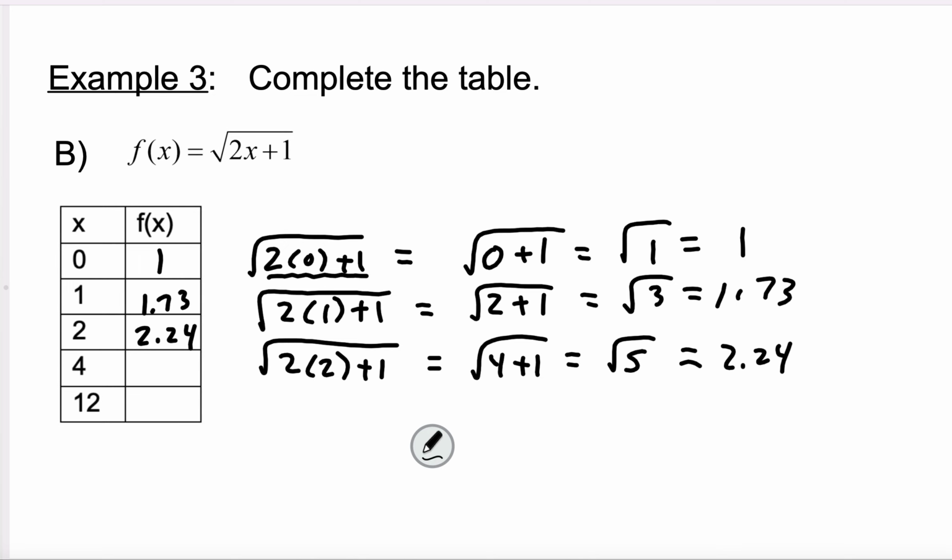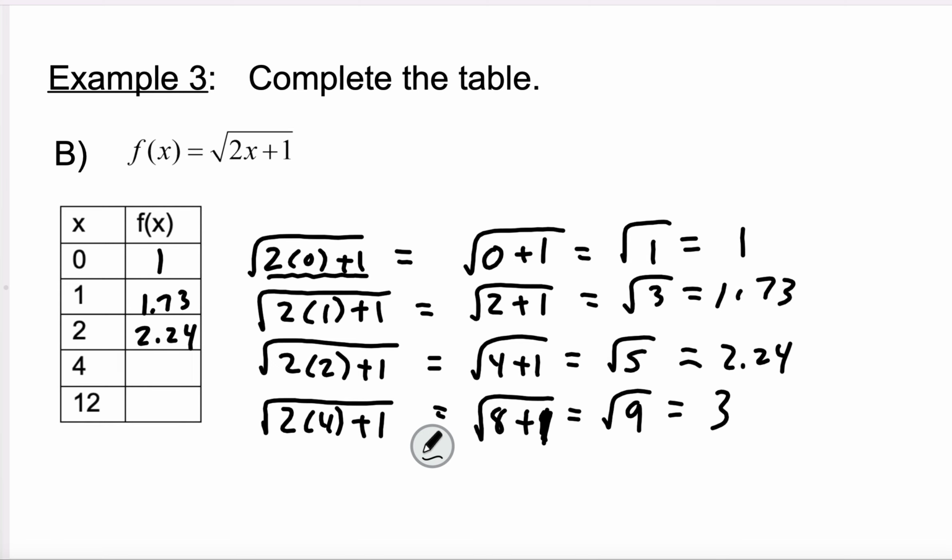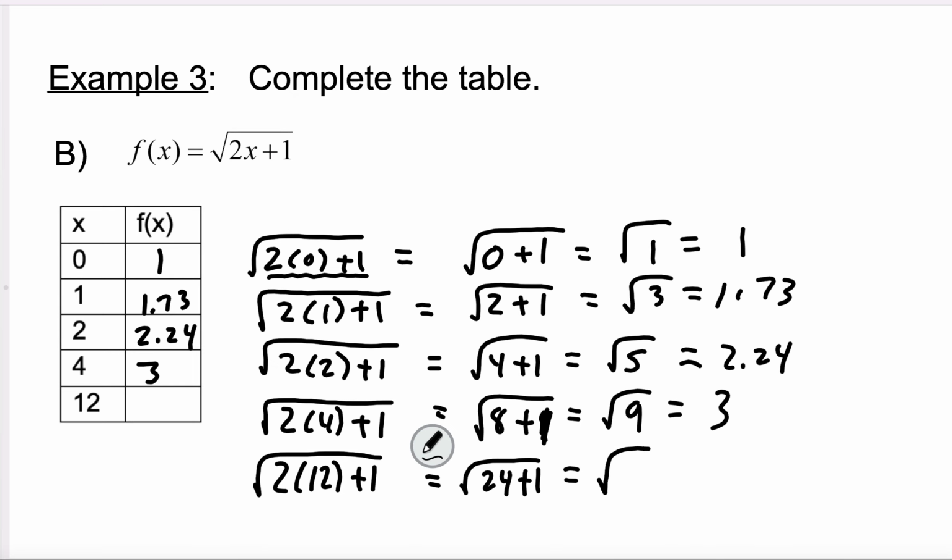So now let's plug in 4 here. We've got 2 times 4 plus 1. So we've got 8 plus 1, which gives us the square root there of 9. And the square root of 9 there is simply 3. And then we're told to plug in 12. So 2 times 12 plus 1. 2 times 12 there is 24, plus 1 is 25, and the square root of 25 there is 5. So we filled in our table.